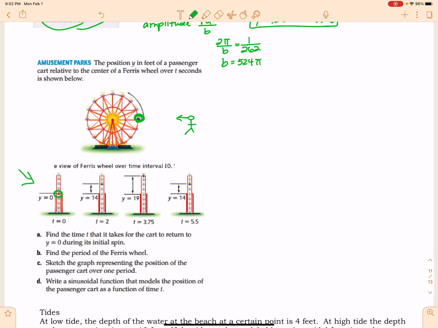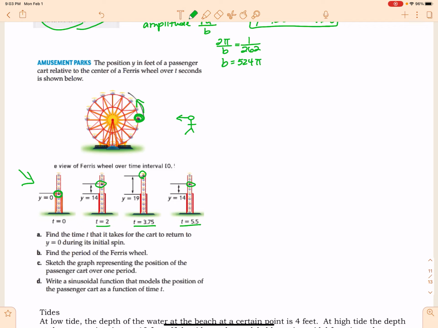No time has passed. Well, then, as there's movement this way, when it gets up about halfway here, 2 seconds have passed. When it gets all the way to the top, 3.75 seconds have passed. And then as it makes its way back down into the same position it was in here, then we have a little bit under 2 more seconds passing to give me a time of 5.5.